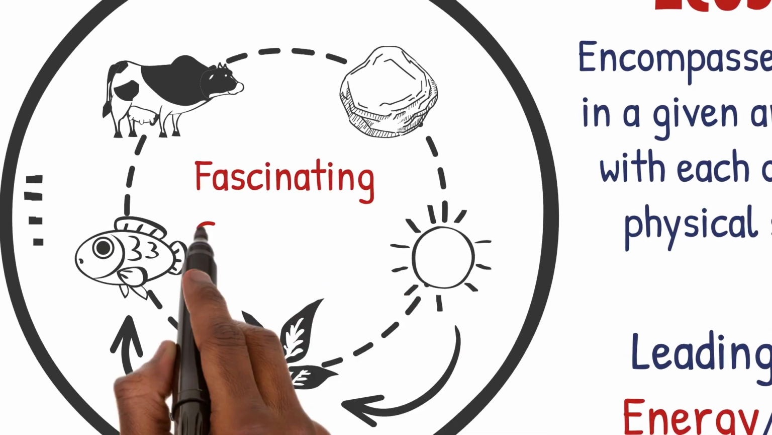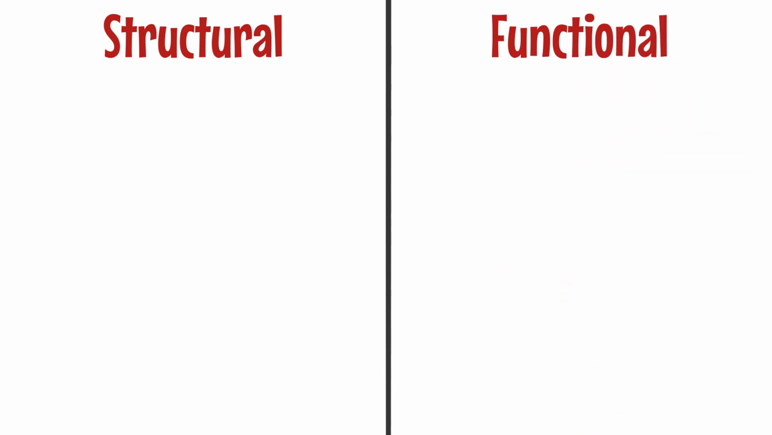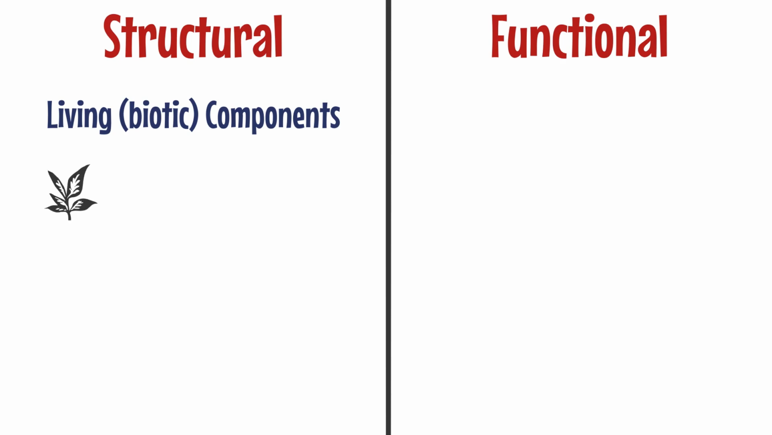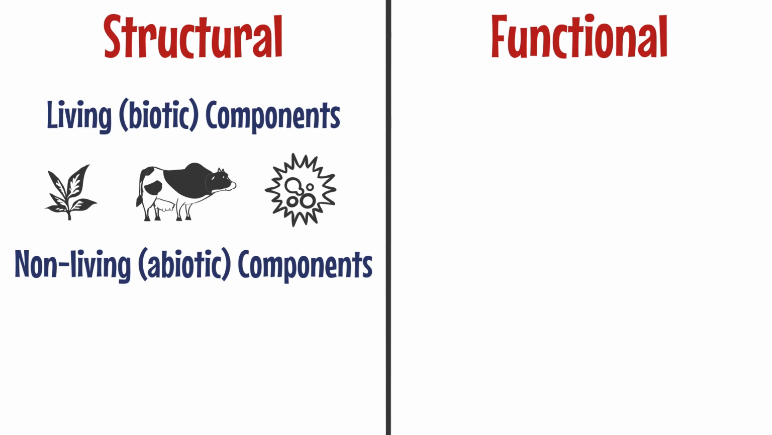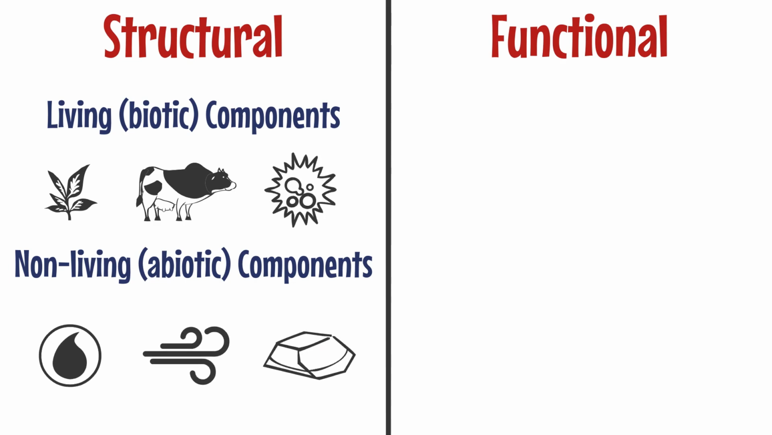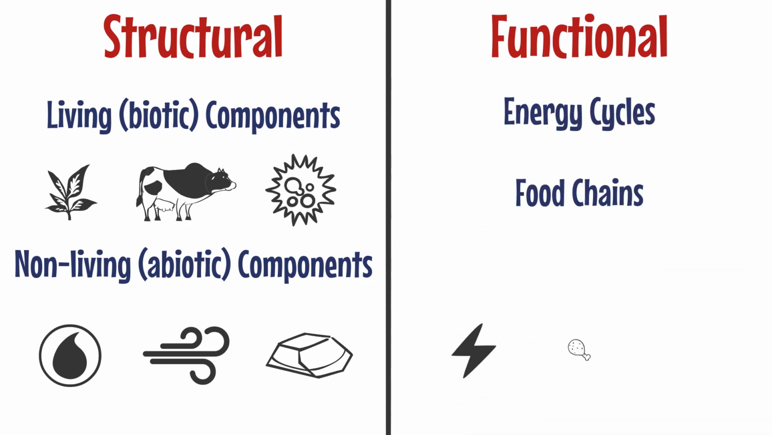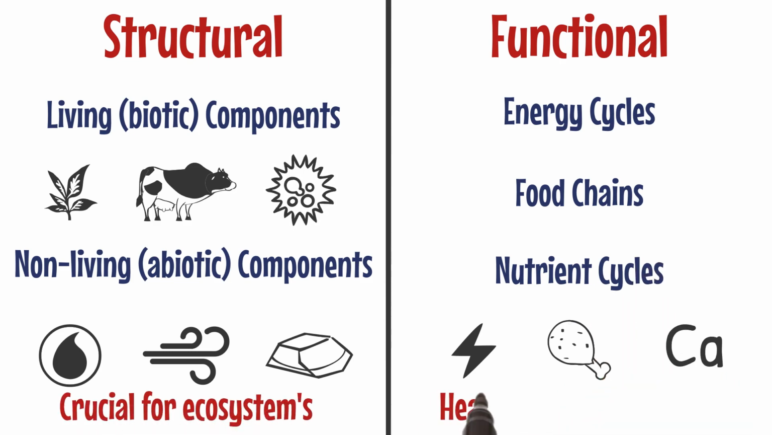Ecosystems are fascinating in their complexity. They have two main features, structural and functional. Structural features include both living, biotic, components like plants, animals, and microorganisms, and non-living, abiotic, components like water, air, and minerals. On the flip side, functional features involve processes like energy cycles, food chains, and nutrient cycles, all crucial for the ecosystem's health and sustainability.